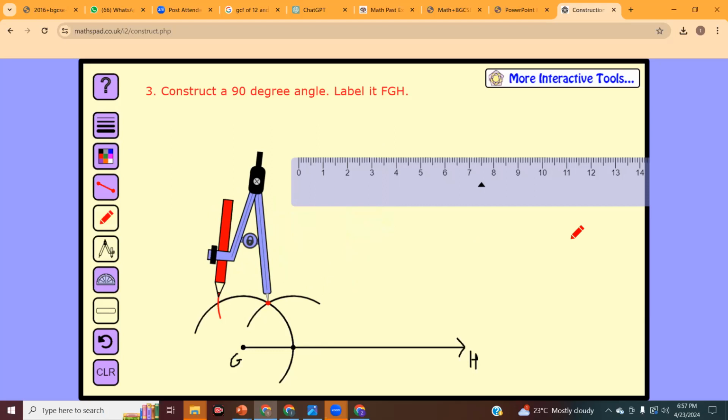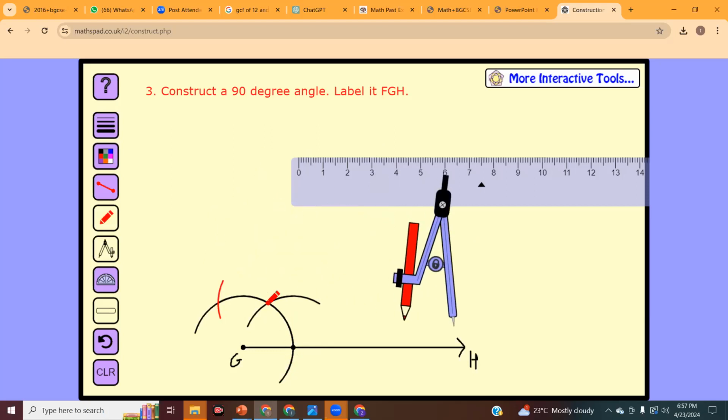Okay, good. So again, we draw our first arc, and we draw our second arc. We come to this particular point, and we draw another arc right here that intersects it. Okay, good. Now, what's going to be the next thing that we do?